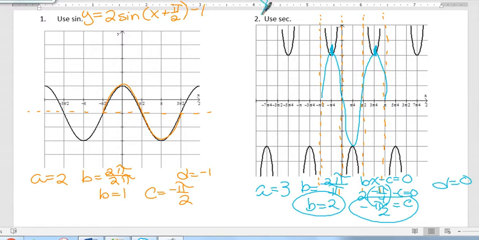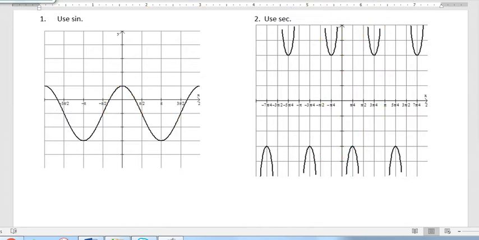So we're going to say y is equal to 3 times the secant of 2x. Since the C is minus, it's going to show as a plus inside the parentheses. And then, of course, we do not have a vertical shift up or down, so there's no need to write that. All right, let's move on to problem 3.